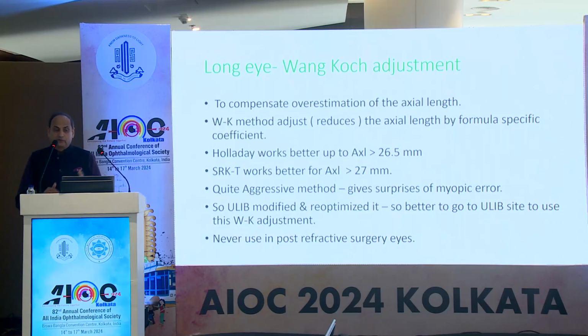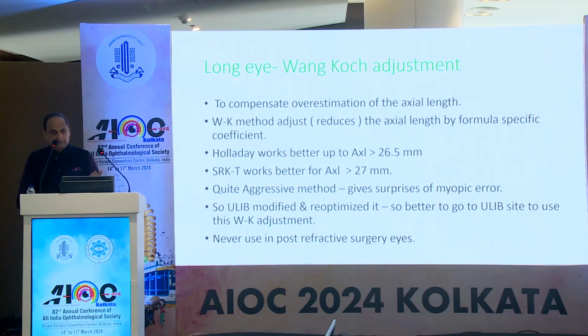Holiday works better up to axial lengths which are more than 26.5, and the SRKT works better with an axial length of more than 27 millimeters. And when I say SRKT, it is the SRKT with the Van Gogh adjustment, not the SRKT which was there in our old biometers. It is quite an aggressive method, gives surprises of myopic error, and hence came one more change in the entire thinking, and the ULIP modified and re-optimized formulae in the website came into place.